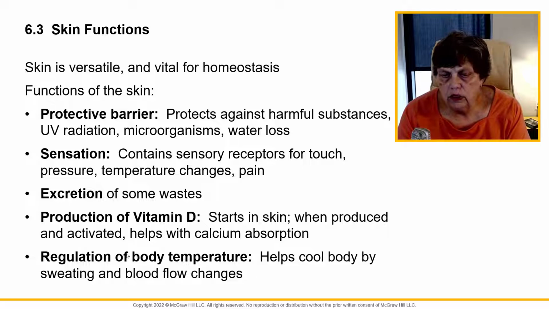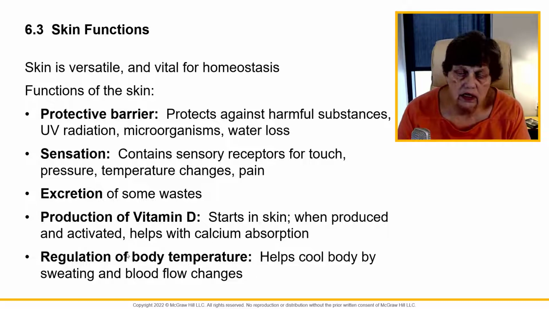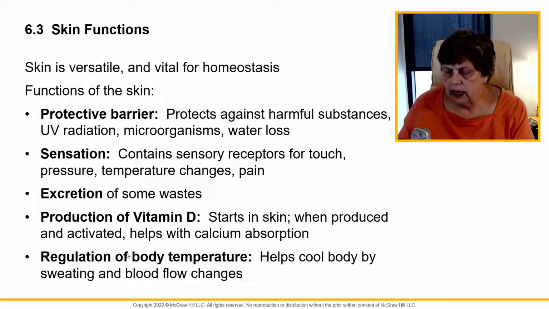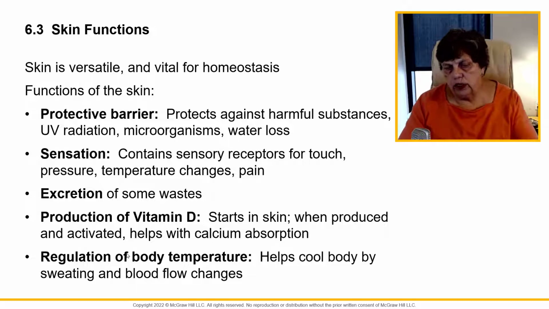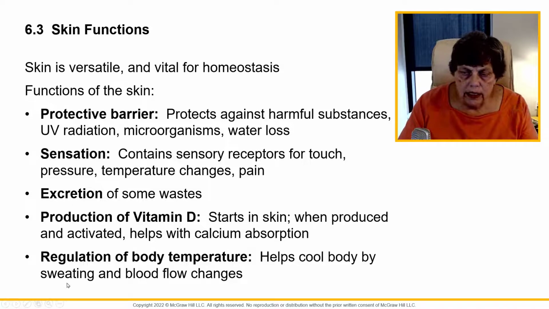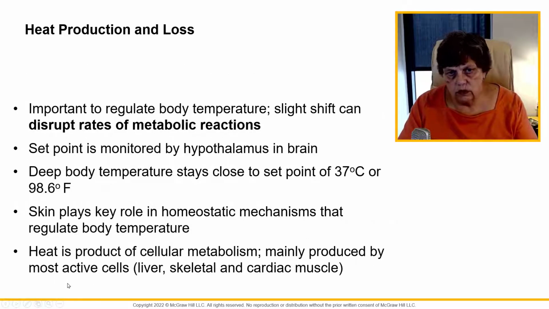Another big thing with it is production of vitamin D. It actually starts in the skin, and when it's activated, it does help with calcium absorption. So you want to get out in the sun a little bit. You just don't want to get out too much. And then obviously, as we talked about, there's regulation of body temperature. We cool the body by sweating, and we'll talk about that. And we cool the body or heat the body by dilating blood vessels or constricting blood vessels.